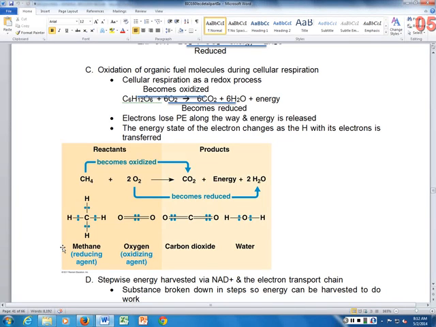So as things lose electrons, they're going to lose potential energy along the way, and the energy state is going to go down, which is what gives it the negative delta G and makes it spontaneous.